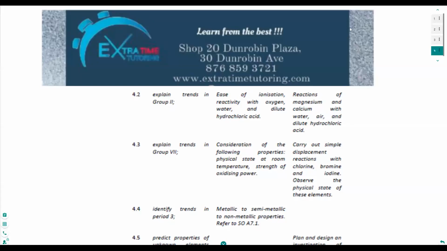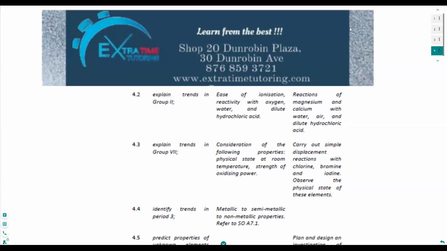Hi, everyone. We're going to be continuing with our discussion on the periodic table and periodicity. We're going to be talking about the trends in group 2. We're going to look at the ease of ionization of our group 2 elements, their reactivity with oxygen, water, and with dilute hydrochloric acid. We will also explain the trends in group 7, and we will consider the following properties, which are the physical state at room temperature, the strength of their oxidizing power, and we will discuss simple displacement reactions with chlorine, bromine, and iodine.